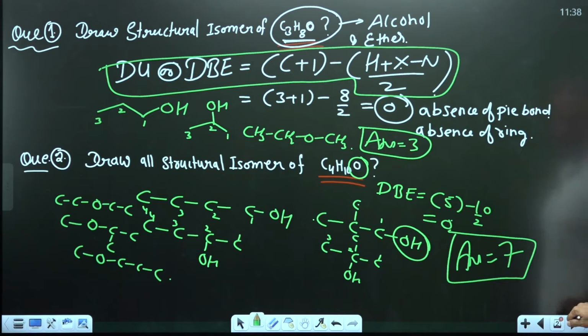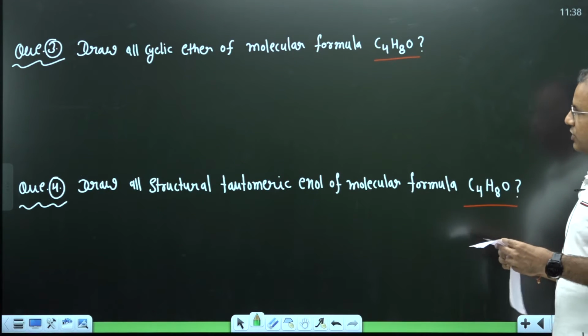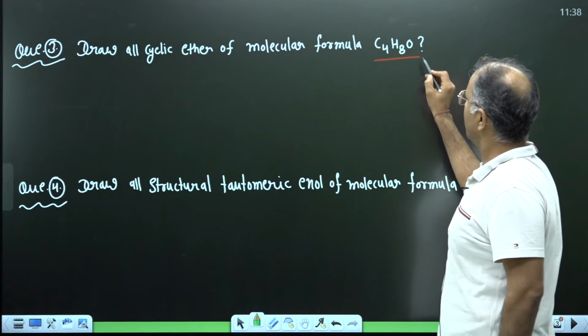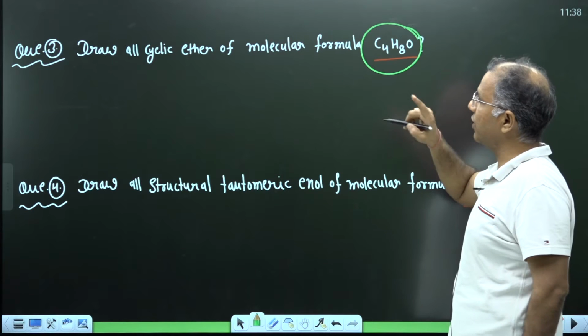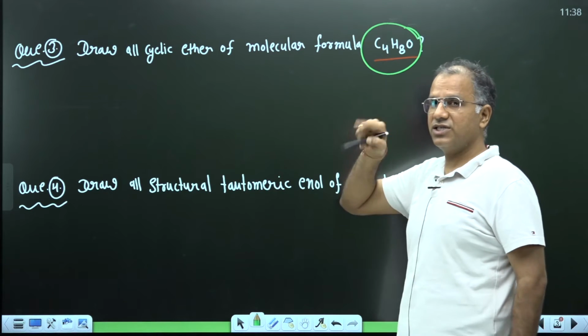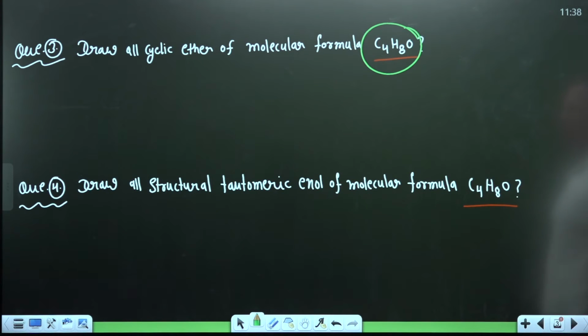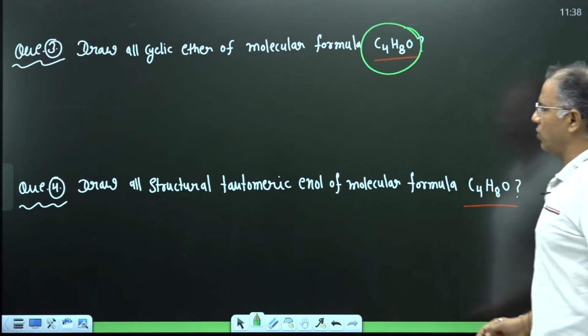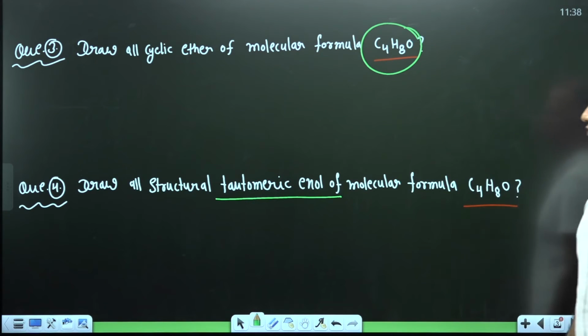Now let's move ahead. Now in this case, you have to draw all the structural isomers of C4H8O. You have to draw all cyclic ethers and structural isomers of C4H8O. And in fourth, all structural tautomeric enols. You have to draw tautomeric enols of molecular formula C4H8O.